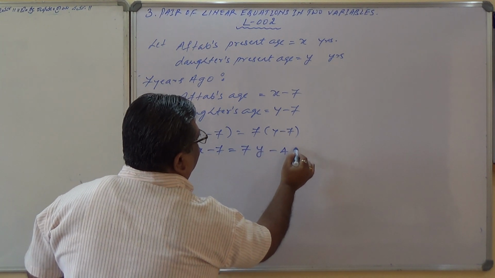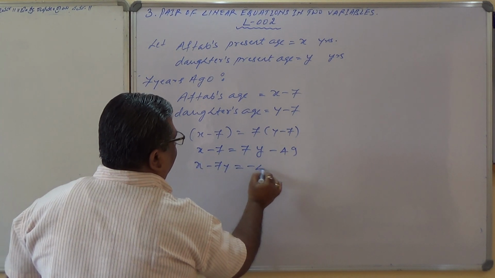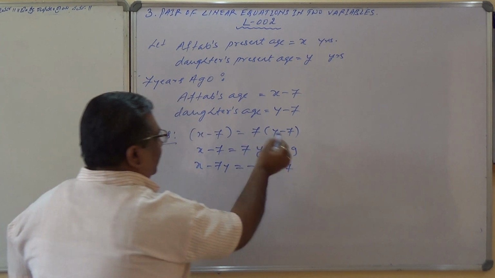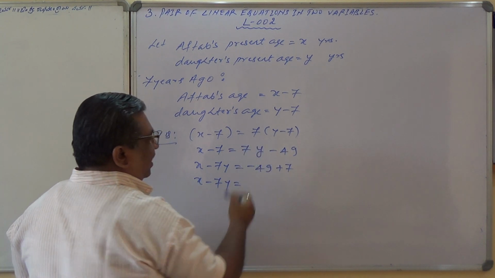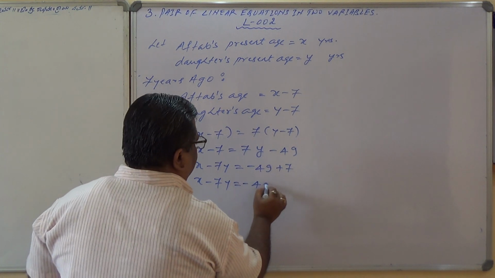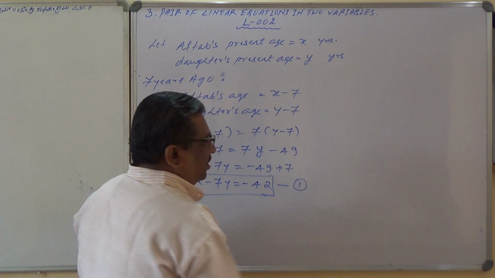7y minus 49. x minus 7y equals minus 49 plus 7. Transposing, x minus 7y equals minus 49 plus 7, which is minus 42. This is equation number 1.